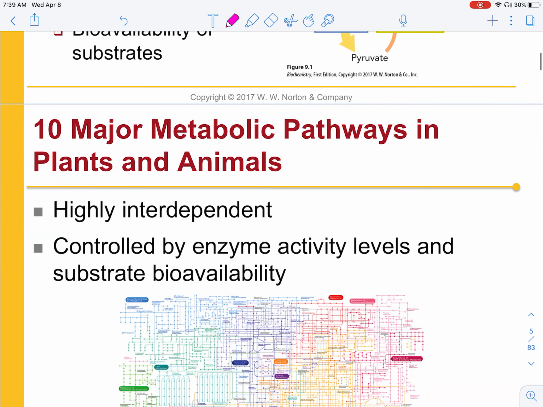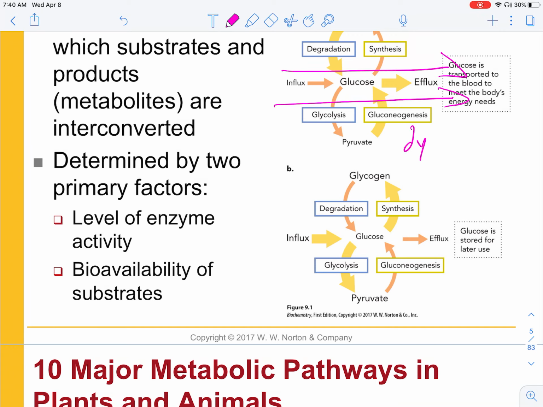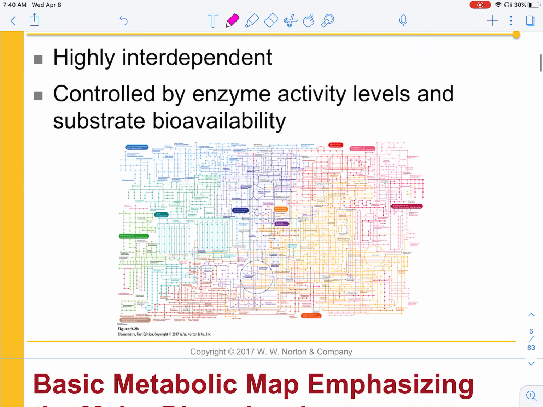Now we exist in a state of dynamic steady state, right? That should seem kind of contradictory, right? Steady state means being consistent, but dynamic means change. We are in this state in which we're constantly throwing atoms into the system, but the steady state concentrations of the intermediates don't change. Even though we're constantly adding stuff, we're also pulling it away at the same time. So that's the influx and efflux that you see here.